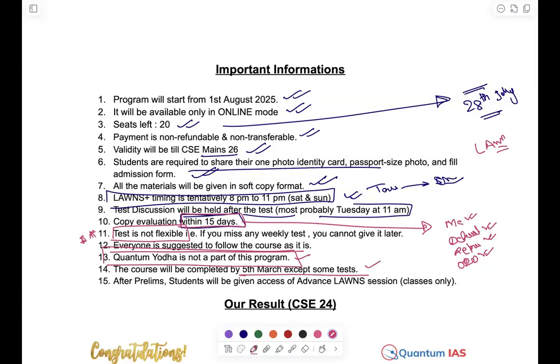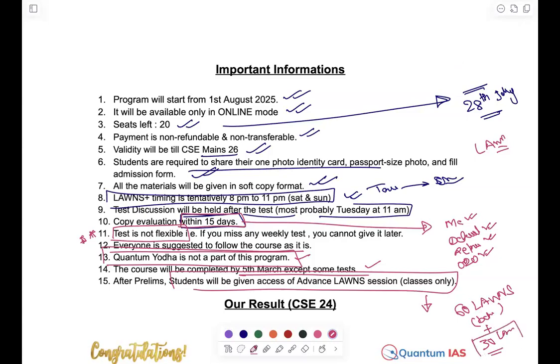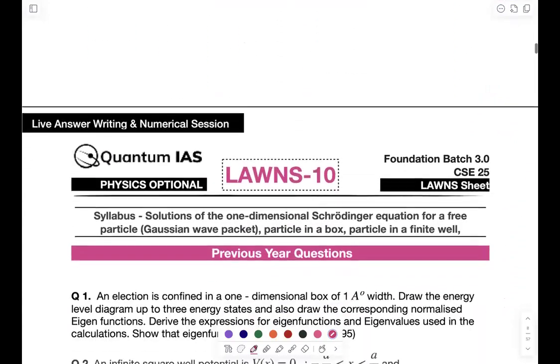After prelims, I will be giving you one additional advantage of the LAWNS. Understand, you will be having 60 LAWNS before prelims, and you will be having 30 LAWNS after prelims. So the classes will be given to you, not the test, but the classes. That's all.